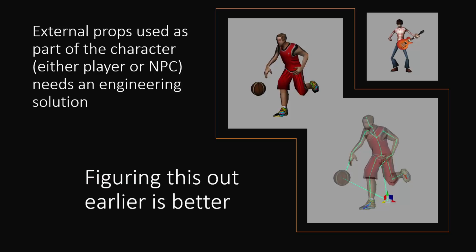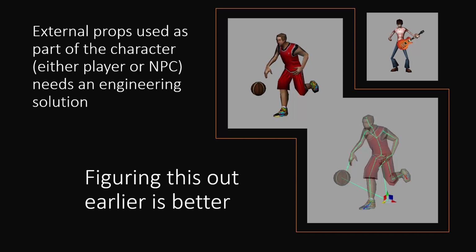So other examples is external props used as part of the character, and I mentioned swords, food, trash, litter, whatever. It needs an engineering solution. Figuring this stuff out earlier is so much better. So for example, I bring up something that I worked on in a little basketball game.